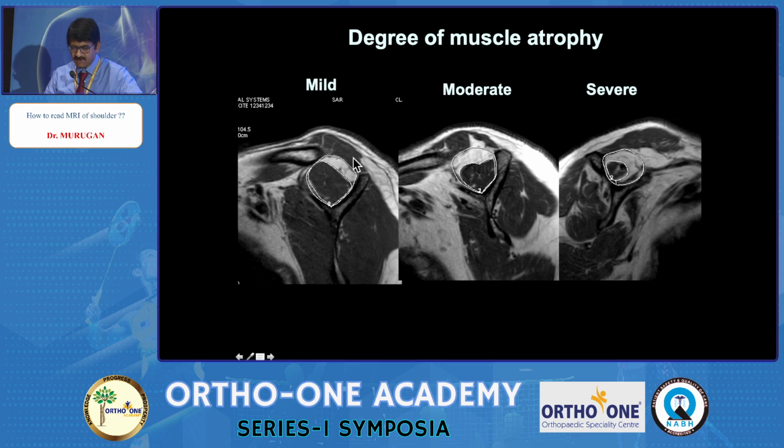Another method is you can draw a circle in the supraspinatus fossa and find out the percentage. Less than 40 is severe, 40 to 60 is moderate, more than 60 is normal.